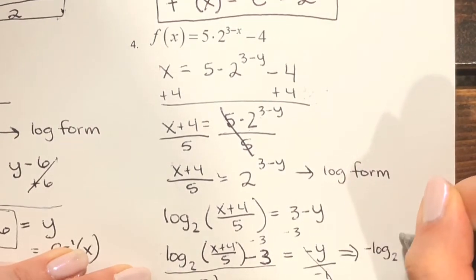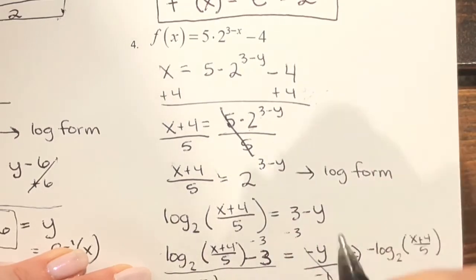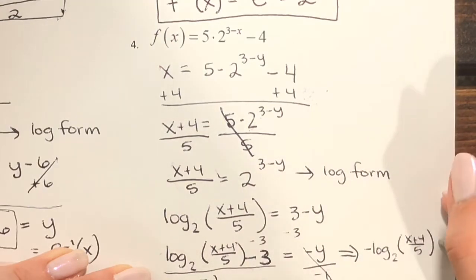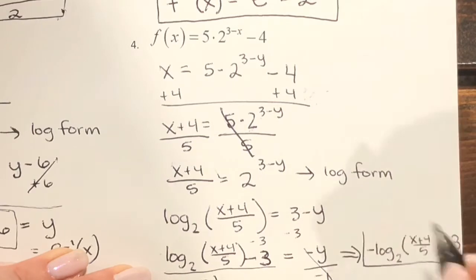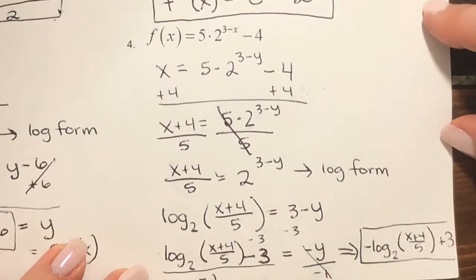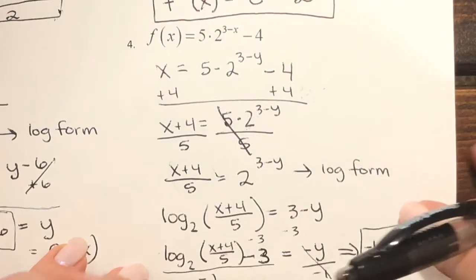Let's see if I can squish this on here, of (x plus 4) over 5. But because this was a minus 3, when I divide that by a negative 1, it's going to turn to a plus 3. And that would be your answer. Sorry, I know that's kind of squished. So be careful when you get those signs that you're keeping track of them.